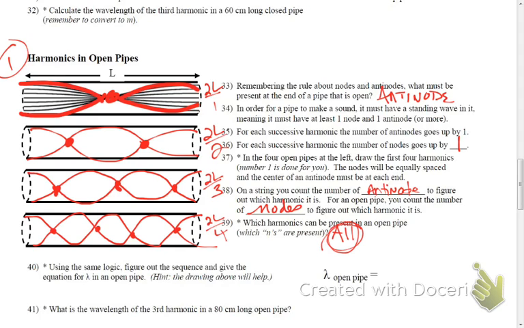On a closed pipe, how many lengths give you a full wave? 4. Right. That means that for an open pipe, we're doing the same thing as a string, 2 lengths over n. Now, what was the frequency?